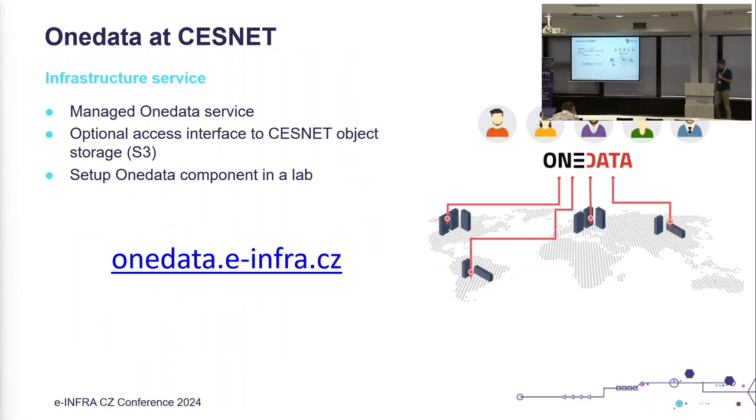Now we are establishing OneData as an infrastructure service at CESNET. So there is a managed OneData instance on this URL. You can try it. It can provide object storage access. So you can access object storage by this instance and work with object storage like a POSIX file system.